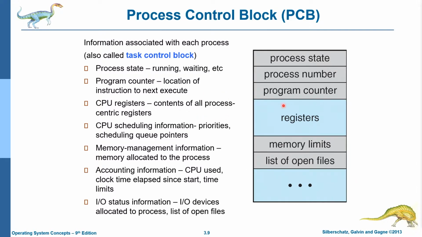This process control block will differ from operating system to operating system, but minimally, a program counter and the registers are necessary for the operating system, if it is a preemptive operating system, to be able to make sure that that process is resumed.